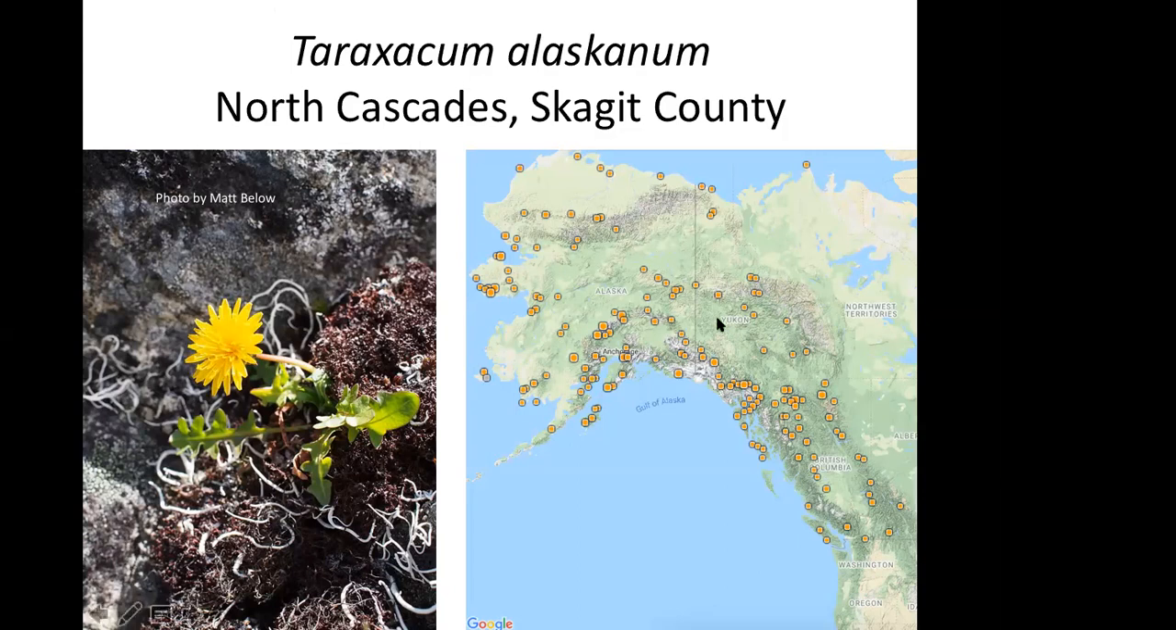This shows you the distribution of Taraxacum alaskanum in North America, and this is the population down here. So again, another situation where we have really the southernmost. It's not the westernmost population because we have some populations out on Vancouver Island, but it is definitely the southernmost Taraxacum alaskanum population.